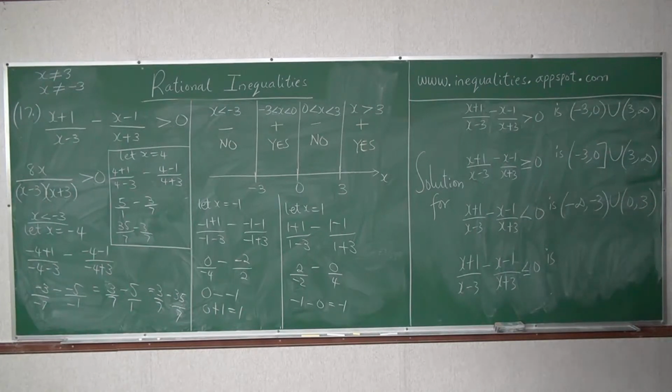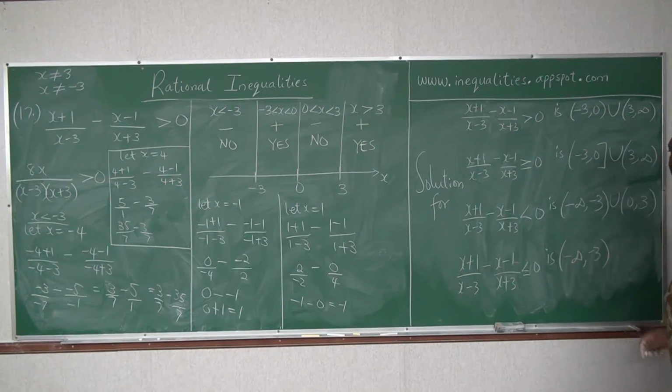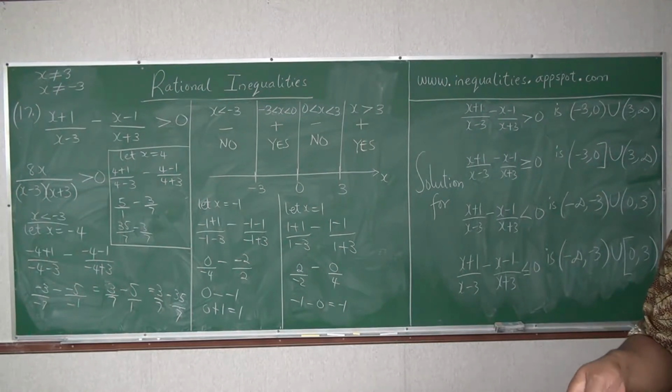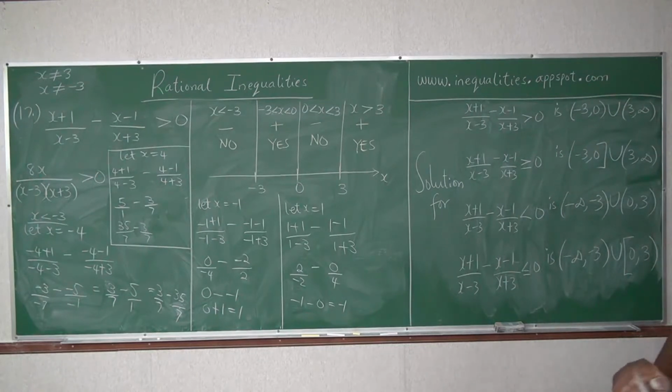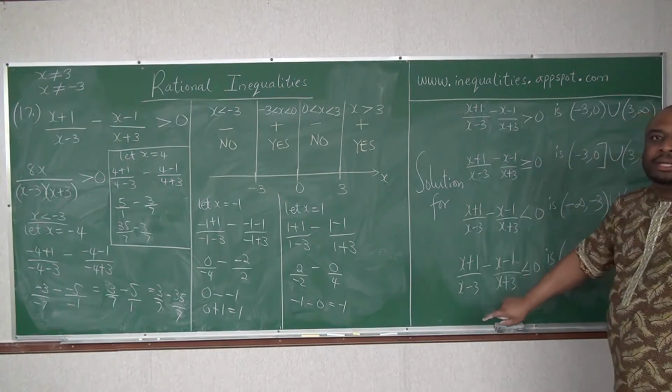Then less than or equal to would be from negative infinity to negative 3. Union 0 is included, 0 to 3. So closed at 0, open at 3. That is it. Comprende? Does that make sense? Okay? So this is 17, 18, 19, 20.